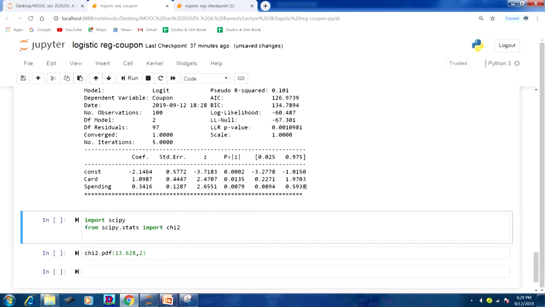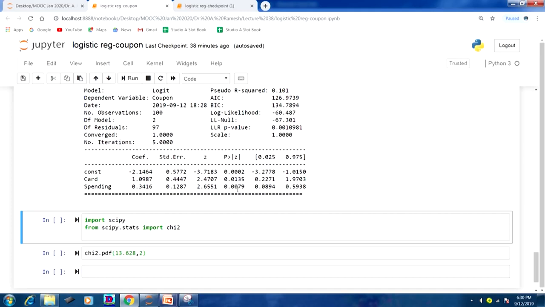The next aspect is checking whether each independent variable is significant or not. That is done with the help of the Wald test. You can look here, the P value is 0.01, less than 0.05. For the second variable also the P value is less than 0.05, so we can say both variables are significant.